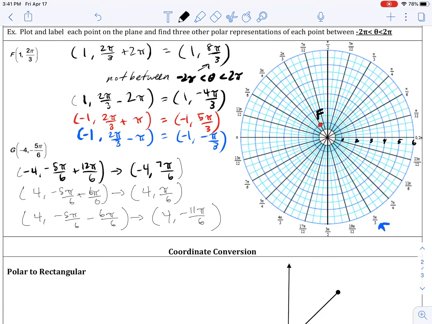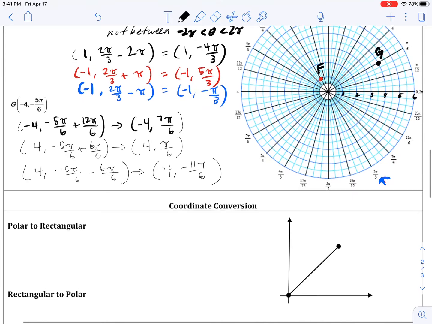So -5 pi over 6 would be coterminal with 7 pi over 6. Since it's -4, we should be right over here. And just take a moment and check all your other points just to make sure that we're in the same exact spot. And we should be good to go there.